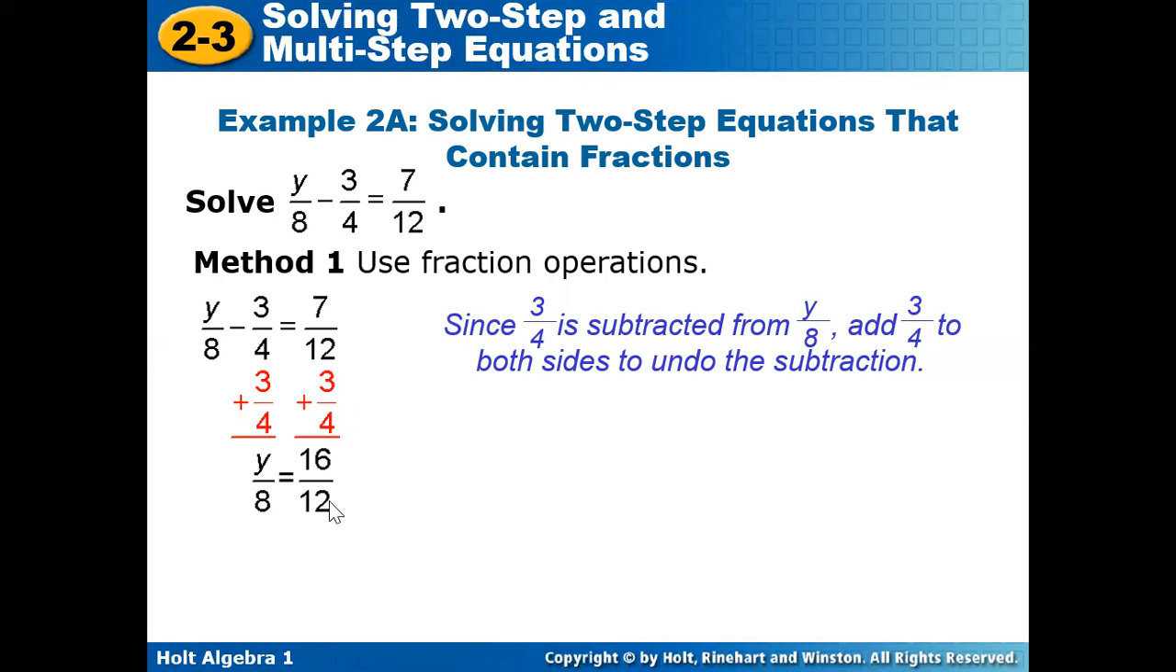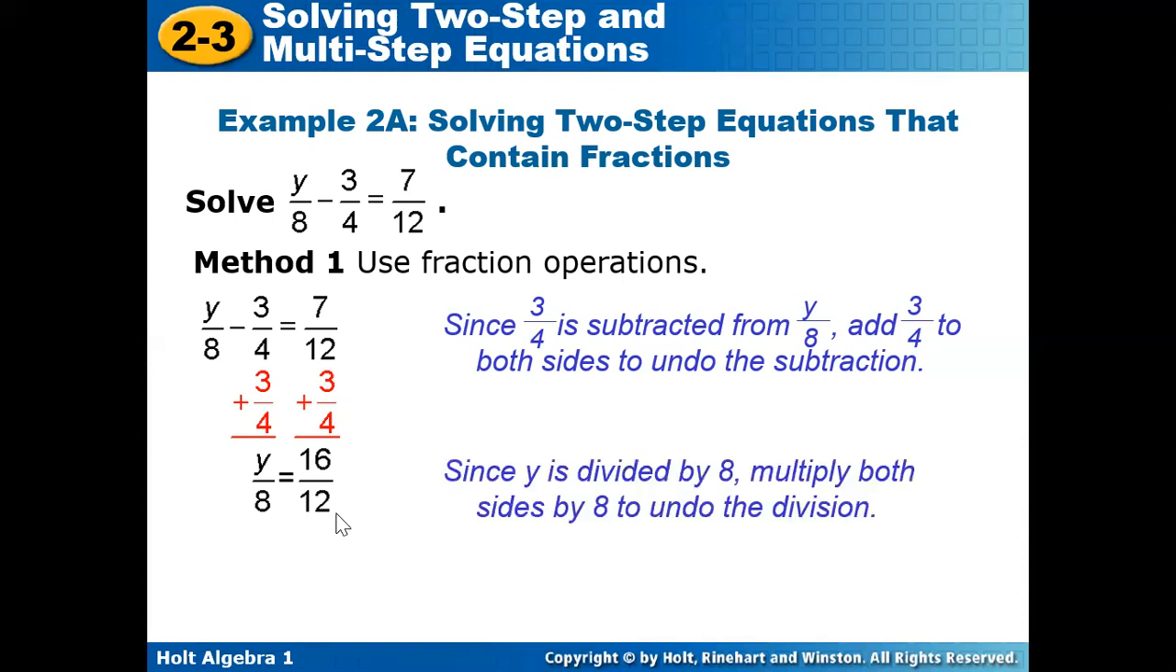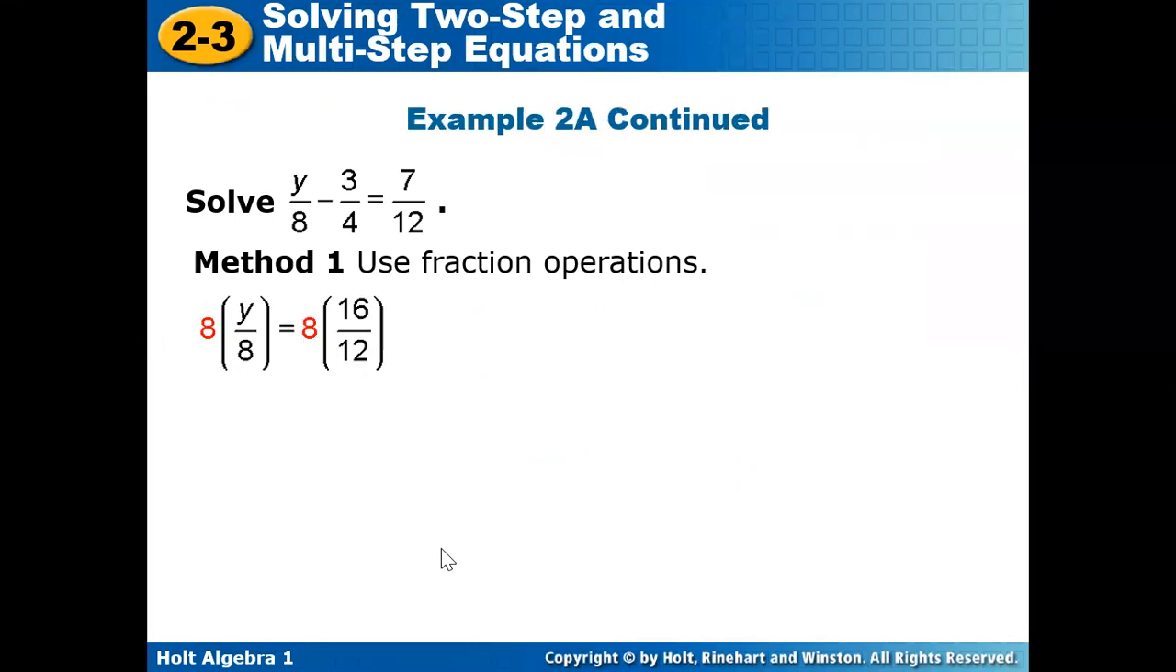Once again, since we are dividing y by 8, in order to isolate that y, we are going to multiply by 8. These two 8s cancel out. 8 times 16 is going to give us 128. And we're going to divide that by 12, right? To simplify, it's going to give us 32/3.